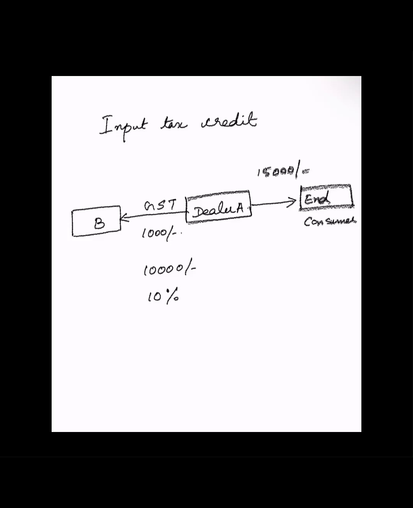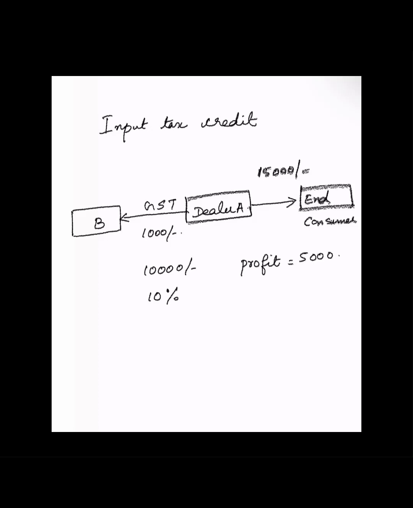So what is the profit that dealer A is making on this product? What is the profit that this person is making? Can any of you tell me? He purchased for 10,000 rupees. He is selling the same product to the end consumer for 15,000. So what is his profit? 5,000. 5,000 is his profit.